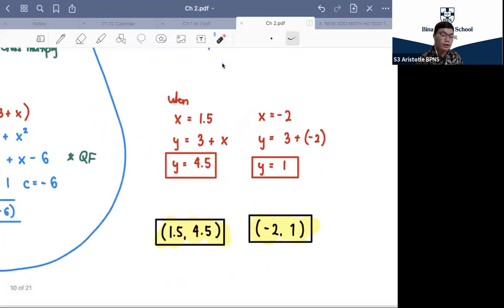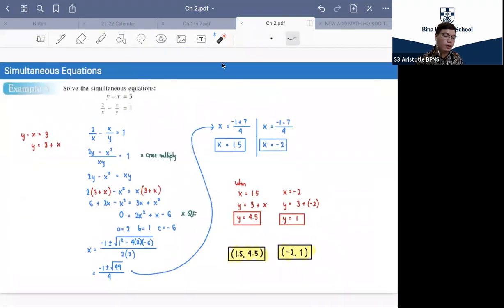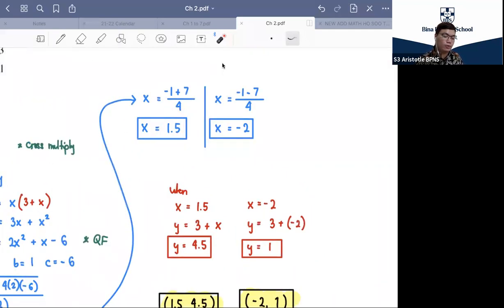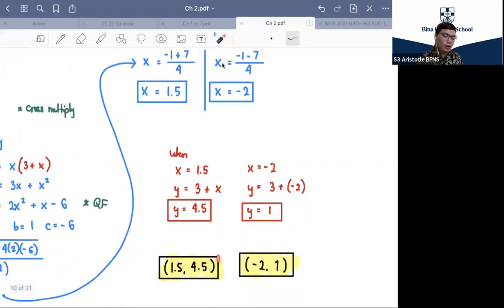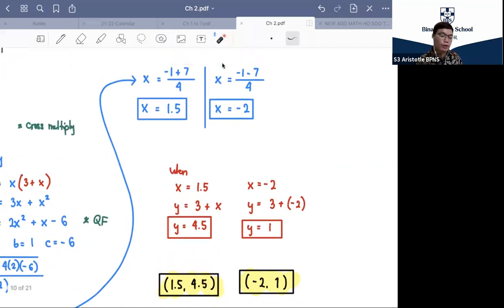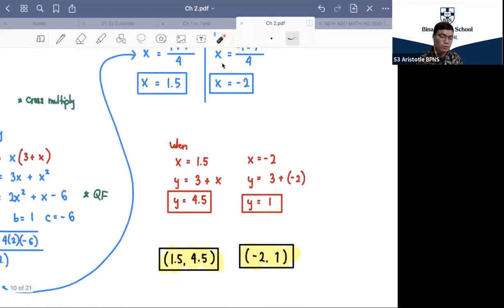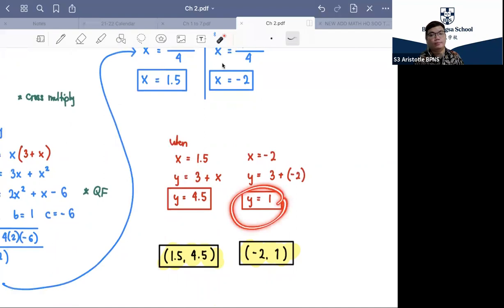How about the y? So the y values will come from this equation, and then just substitute the values of x. So when x is 1.5, y is equal to 3 plus x, or 3 plus 1.5. So therefore, y is 4.5. So your first point is at 1.5 and 4.5. Okay, so this is your x and y. And then for your second point, when x is equal to negative 2, what is y? Y is equal to 1. Okay, and then yeah, so that's it. This is your answer basically.